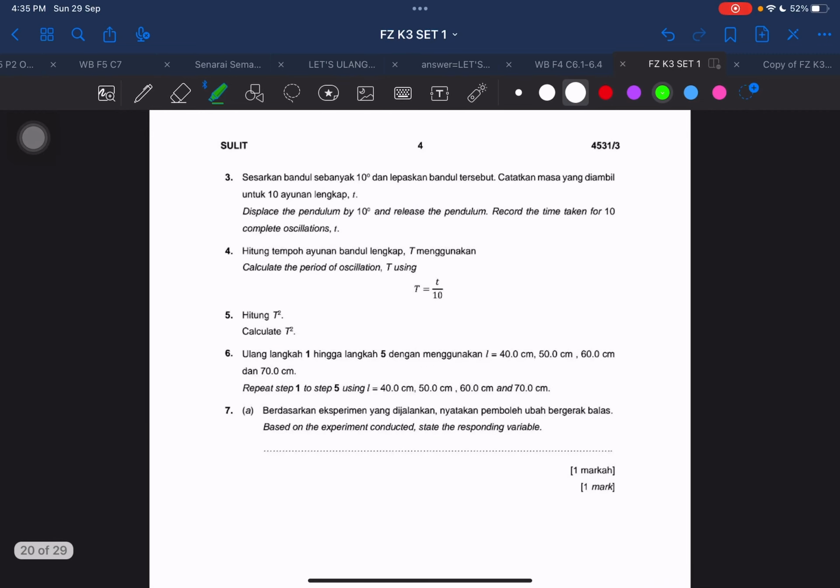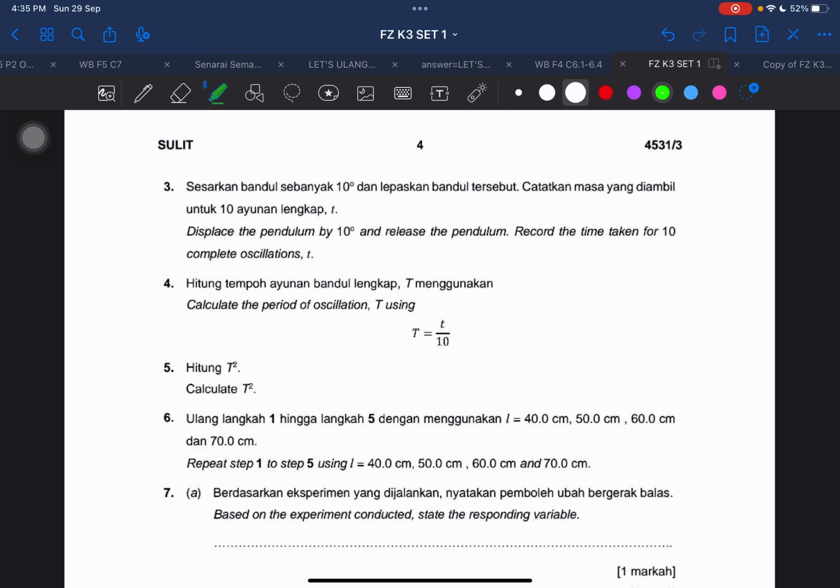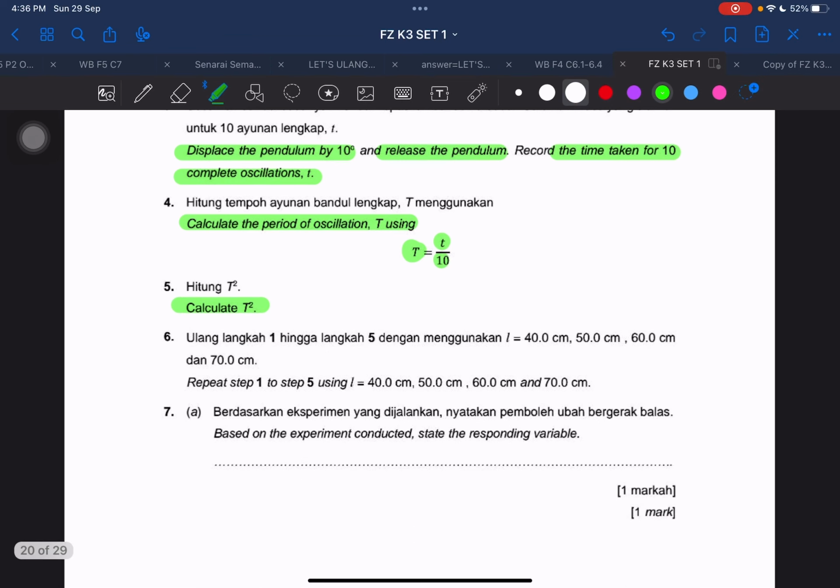Then displace the pendulum by 10 degrees and release the pendulum. Record the time taken for 10 complete oscillations, t, and calculate the period of oscillation using that formula. Can you see the formula? We have T, capital T, equals small t divided by 10. Then you calculate T squared. Then repeat step 1 to step 5 using L of 40, 50, 60 until 70.